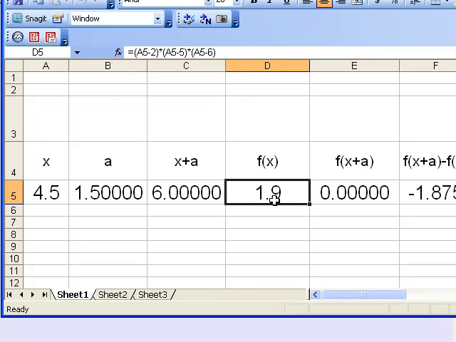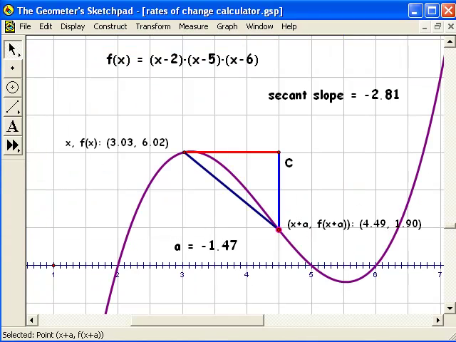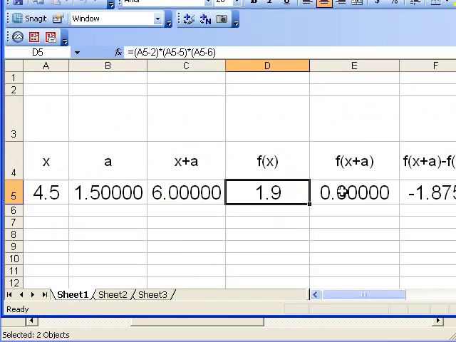Now, if you're not familiar with spreadsheets, here's an example of how you put the formula in up here in the formula bar. Instead of using the term x, you use the address, for example, A5, which contains my x value. So this is A5 minus 2 times A5 minus 5 times A5 minus 6, which is identical to this formula that you can see in Sketchpad here. Calculate the value of f at x plus a, right here. And in this case, notice in my formula bar I'm using C5 minus 2.